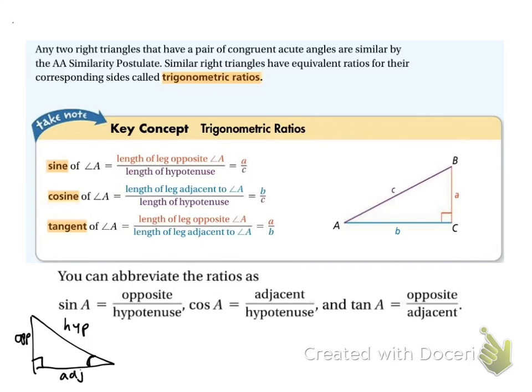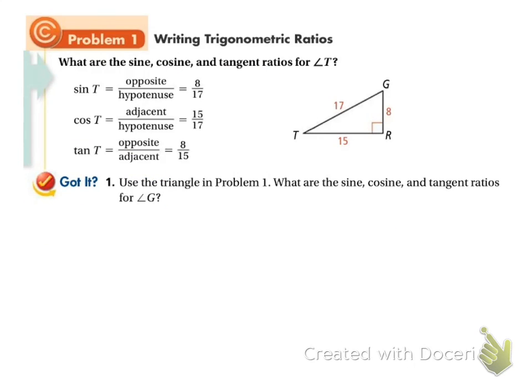An easy way to remember these, that the sine is opposite over hypotenuse, and that cosine is adjacent over hypotenuse, and tangent is opposite over adjacent, is SOHCAHTOA. SOHCAHTOA. Right? So sine is opposite over hypotenuse. Cosine is adjacent over hypotenuse. And tangent is opposite over adjacent. So let's try using it. I would suggest writing SOHCAHTOA whenever you're using these.